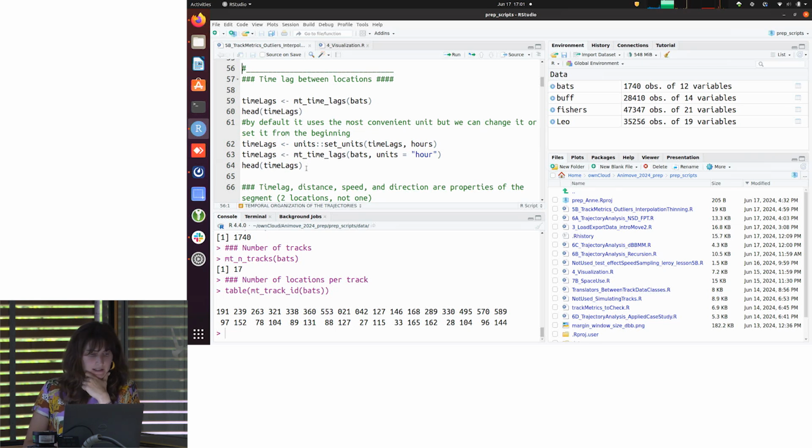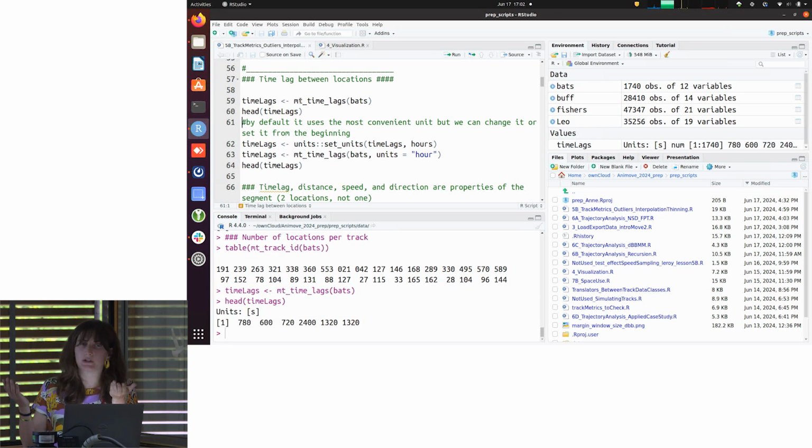Time lag is calculated simply using the function timeLag. By default, it uses the unit that the function thinks is more appropriate, depending on the average time lag. So in this case, it chooses to use seconds, but we can easily change that in two ways. Either we reset the unit, so we change the unit of the time lags using the set unit function, or if from the beginning we know.